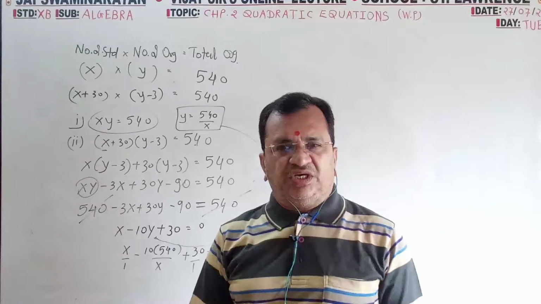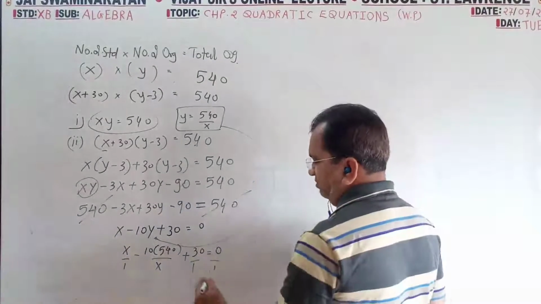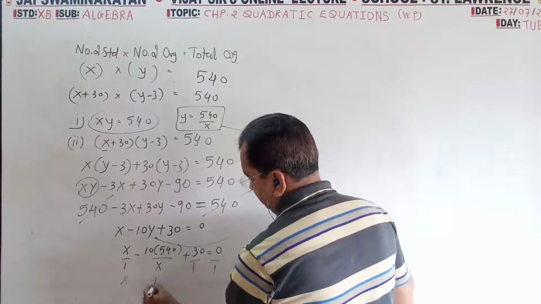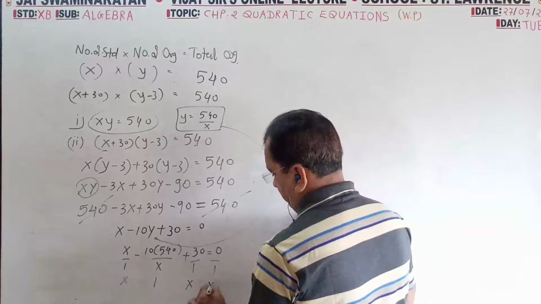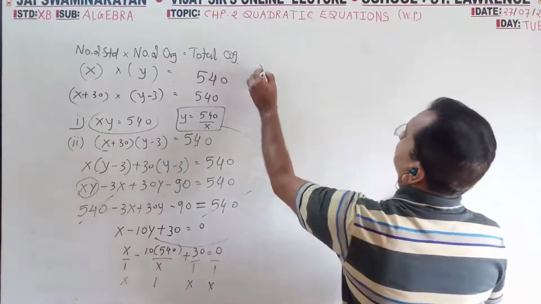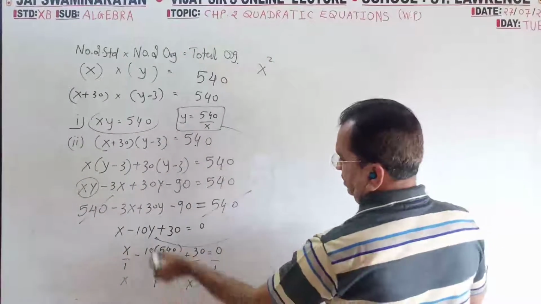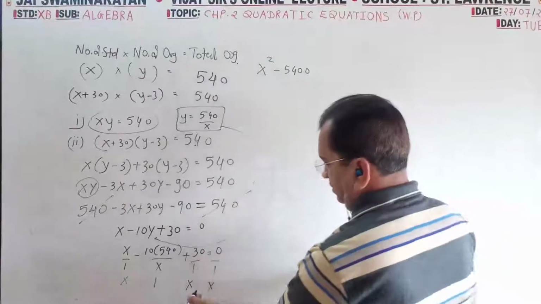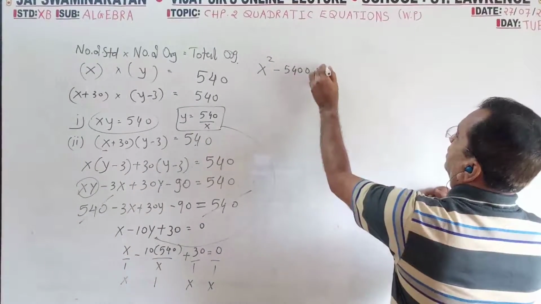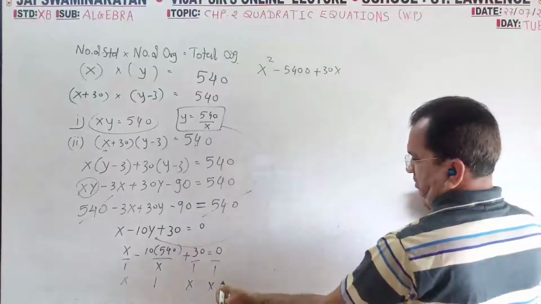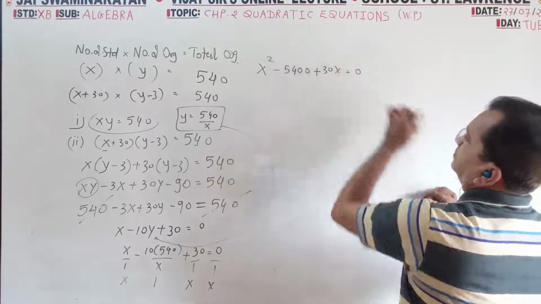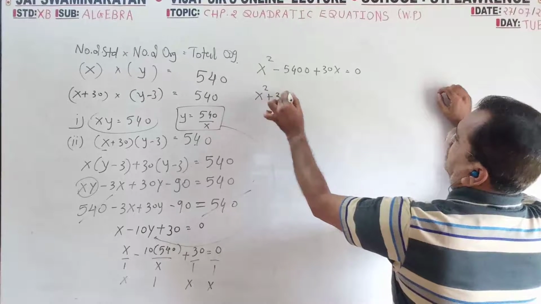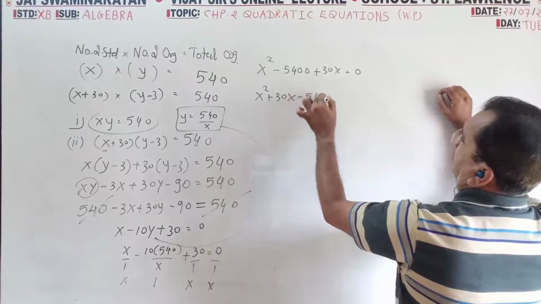Overall LCM is x. x by 1, x by x, 1 by x, 1 by x. This into this x squared. This into this minus 5400. This into this plus 30x. This is 0. x squared plus 30x minus 5400.